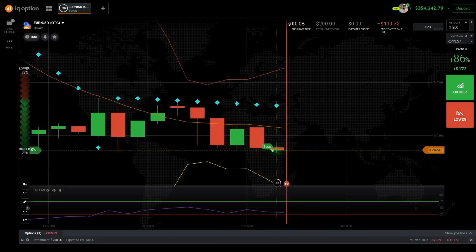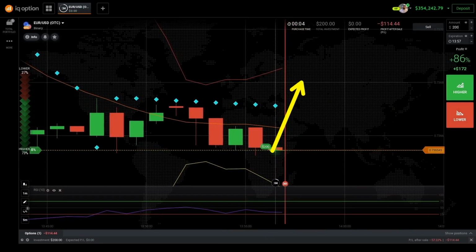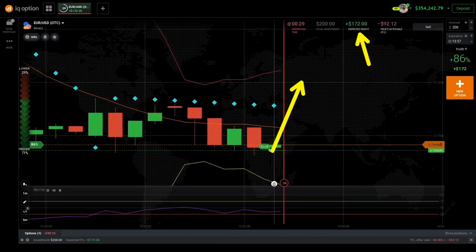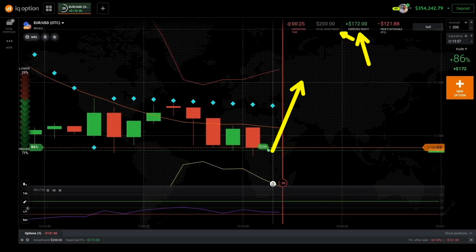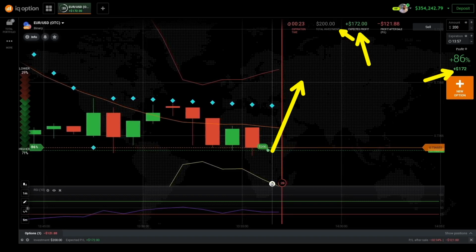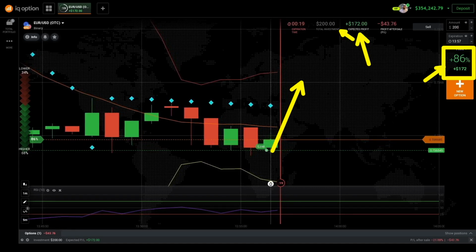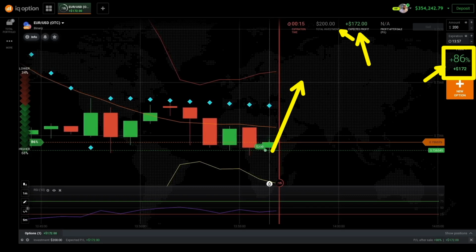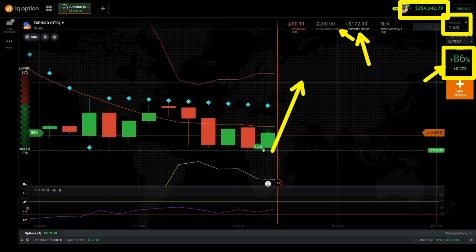All right, let's open this one. Yeah, this one is going up. This one is 100% going up. So if I'm winning, I'm taking with me $172 plus my investment, which is $200, meaning I'm making 86%. That's good. 86% from an investment of $200.